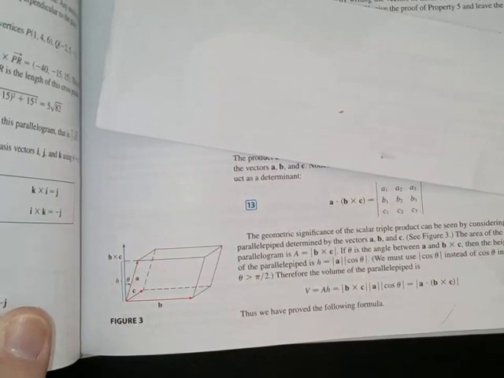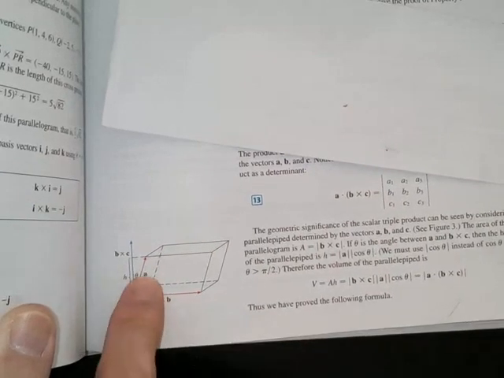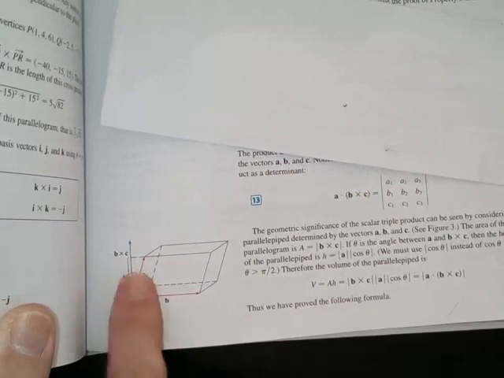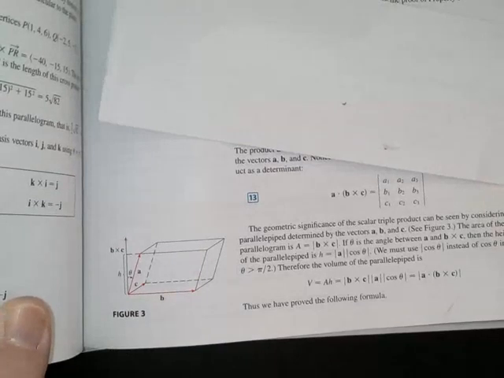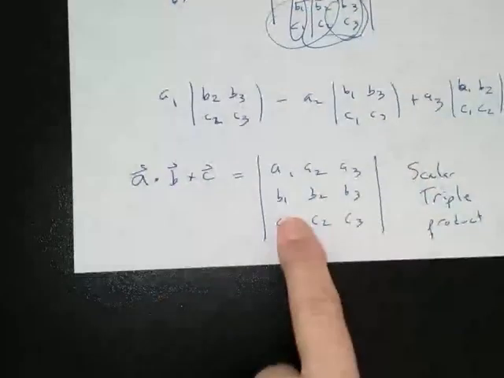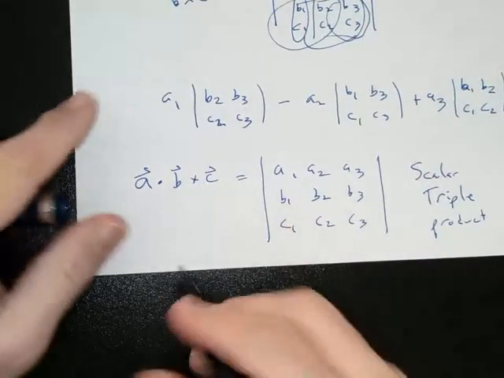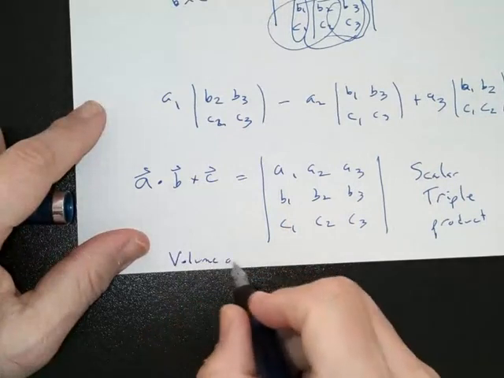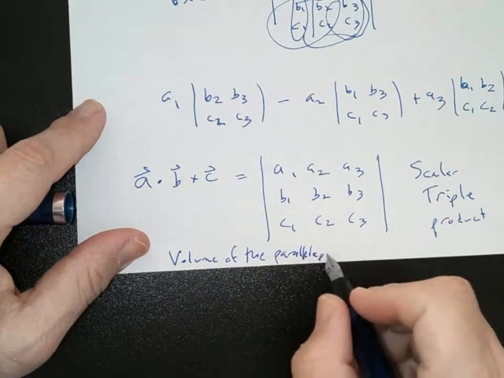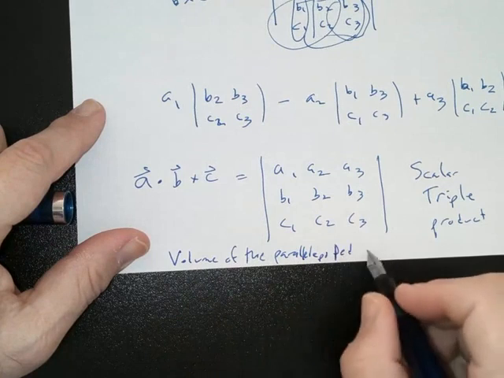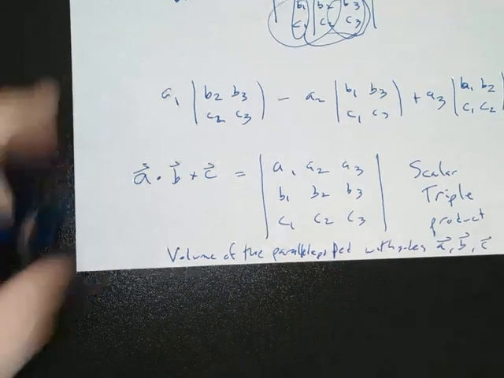Now, change the letters and do A, B, C. And you would do A cross B dot C. And that's where Formula 5 comes from. Because the volume of this object is this. This expression is the volume of the parallelepiped with sides A, B, and C.